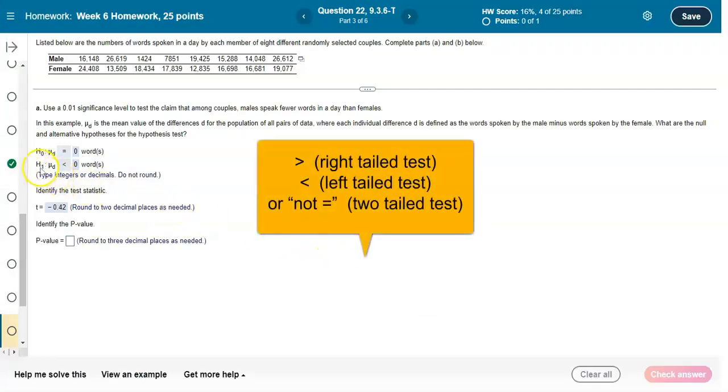So here, the alternative hypothesis had a less than sign in it. If you have an inequality, you can kind of think of that inequality as being like an arrow. So that looks like an arrow that's pointing to the left. So that tells me I have a left-tailed test here.